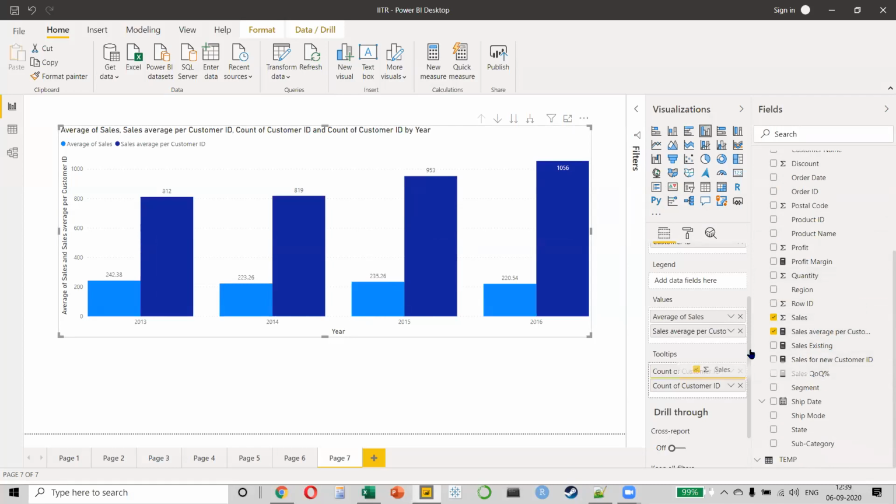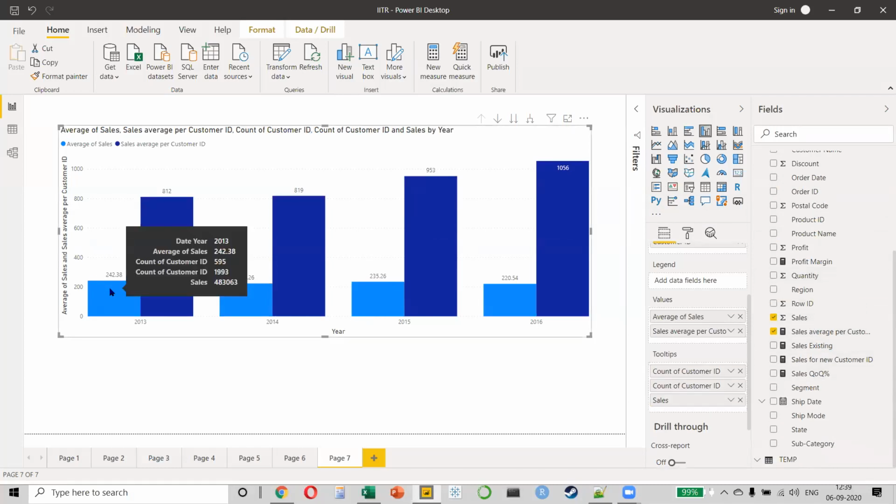Wait. Is it clear now? What was the total sales? 4,83,000. How many transactions? 1,993. What was the average of those 1,993 transactions? 242. Everyone, these three numbers are just basic calculation, right?